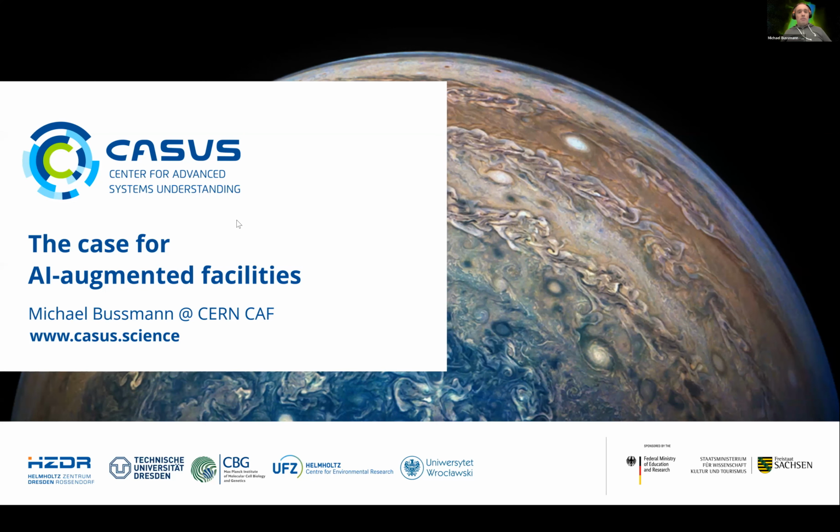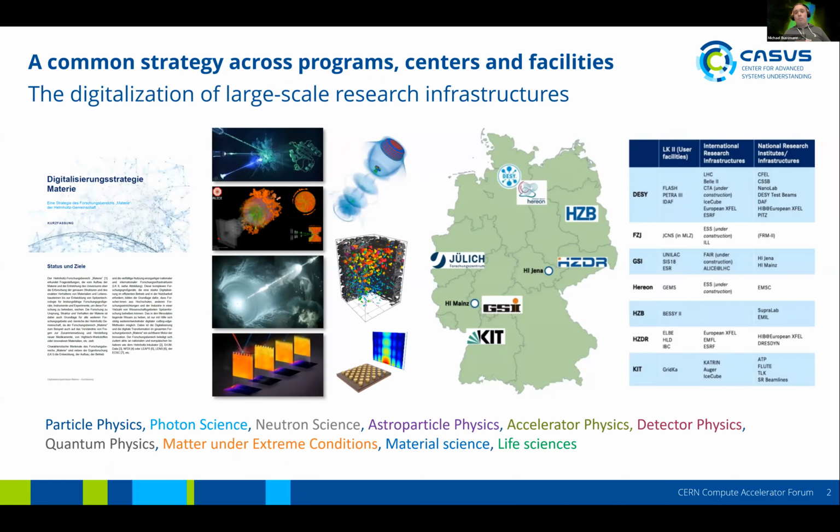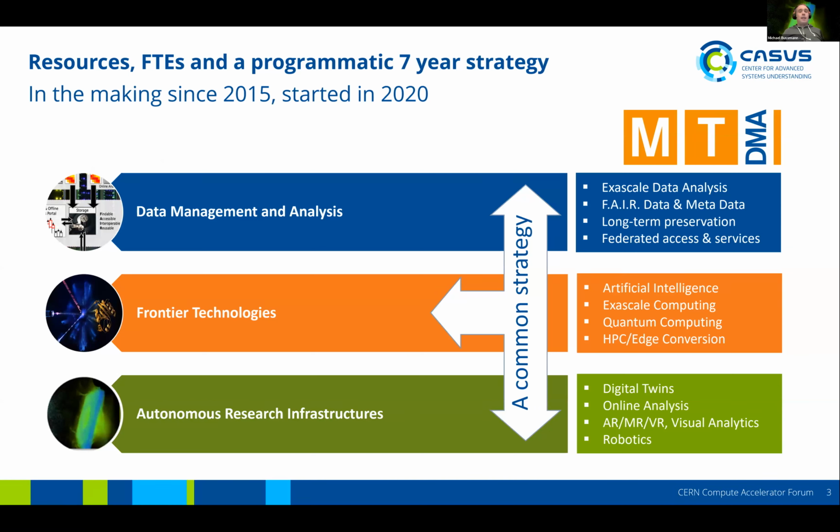So to give you a bit of a stage where this is coming from, one of my responsibilities is to define the digitalization strategy of the Helmholtz research field Matter, which is one of 6 Helmholtz research fields. And part of this is to go towards really automated access to facilities and optimization of research facilities. This means we also have a dedicated 7-year program on that with resources and FTAs. It's been in the making since 2015 and started in 2020. That does not just encompass this strategy, but also one on computing, on data management, and so on.